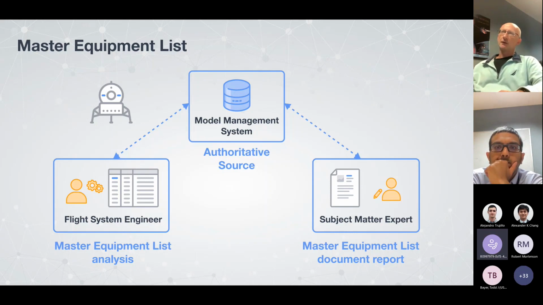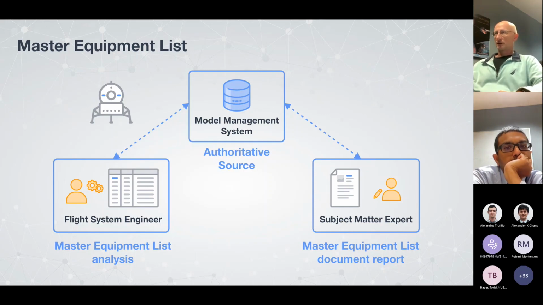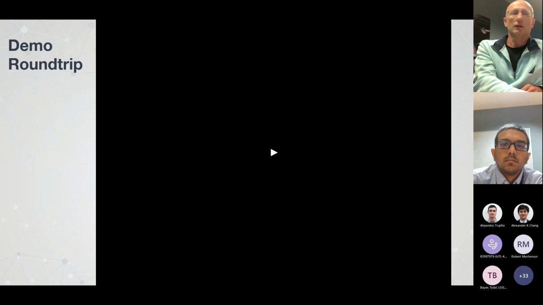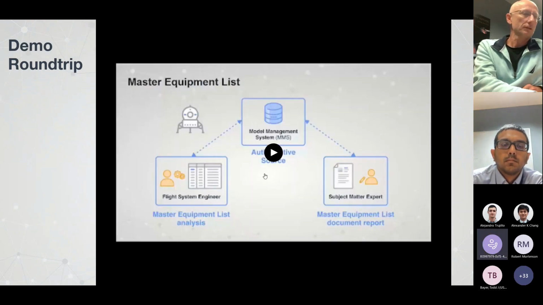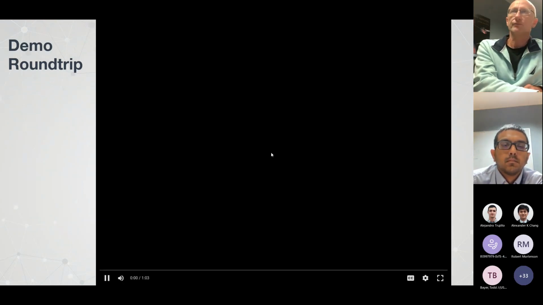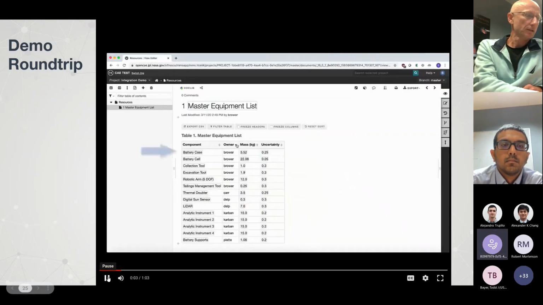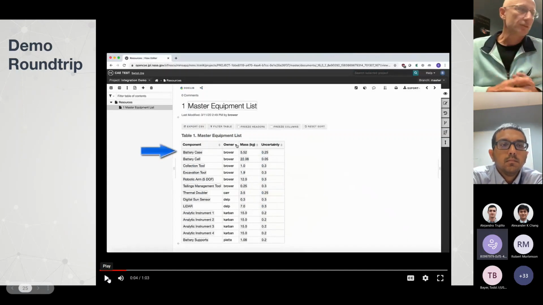So here we see one example. You have two roles. One is a flight system engineer that performs an analysis on the MEL, and the subject matter expert that has to produce a report. And MMS is somehow in the middle, connecting those roles and what they have to do. And hopefully this video works. Let's see. Actually, yes. Okay. So let me pause here for a second.